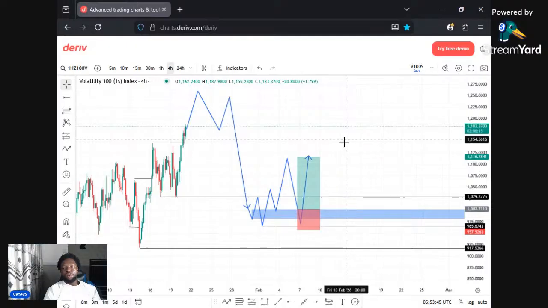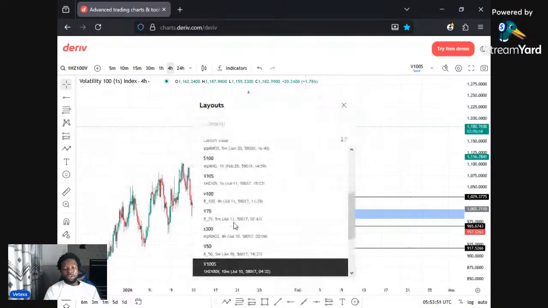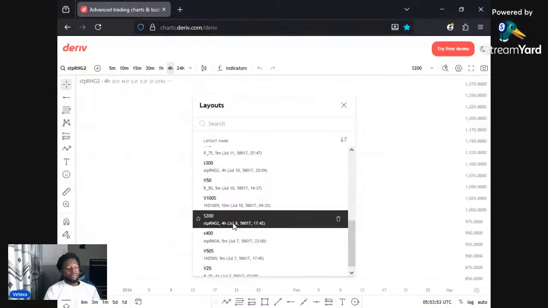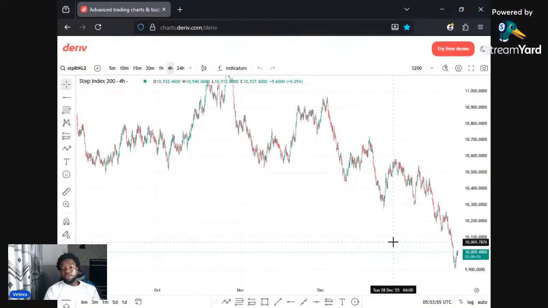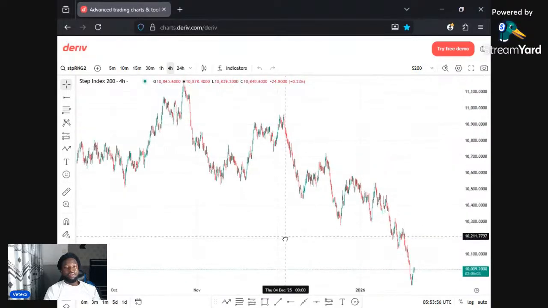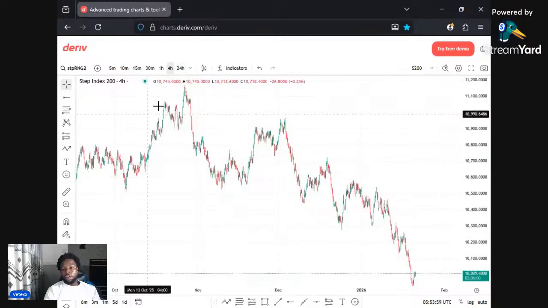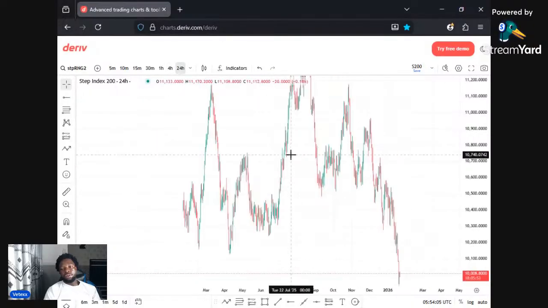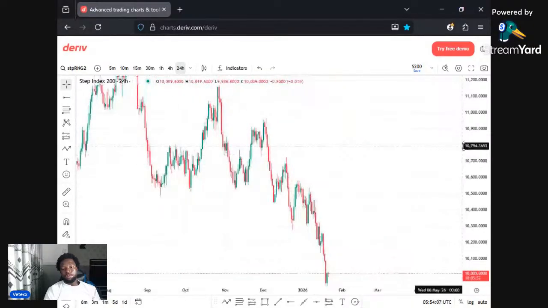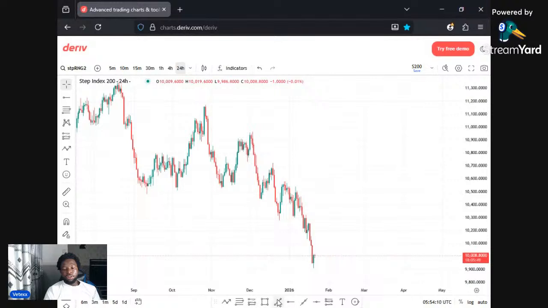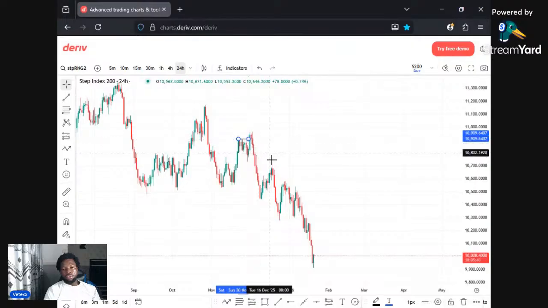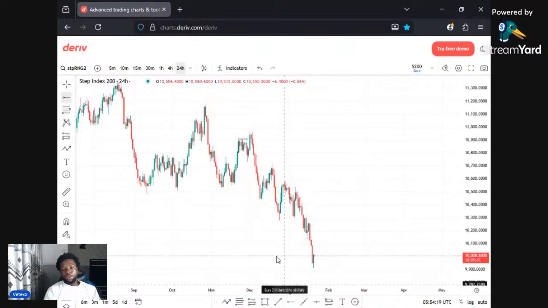Now we are done with Step 100. The next pair we are going to check is Step 200. Let's check out Step 200 if there's anything on Step 200. Currently we don't have anything on Step 200. I analyzed this pair yesterday and we don't really have anything on Step 200 unless the 24-hour time frame continuation that we have been anticipating for days now. So this is actually going to take weeks, if not months, before price gets here.